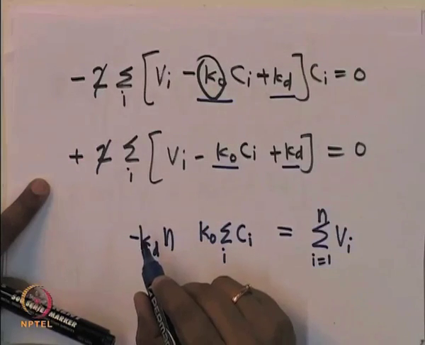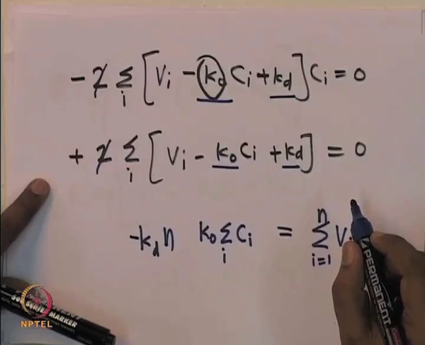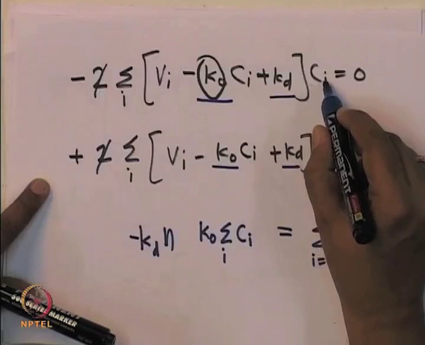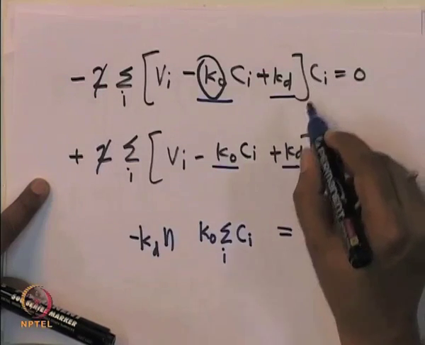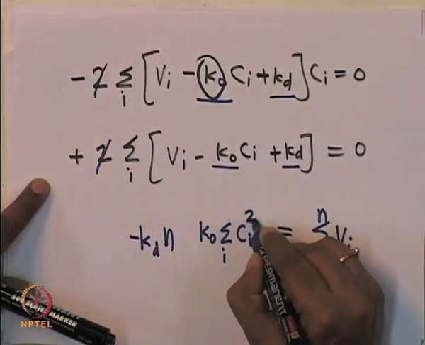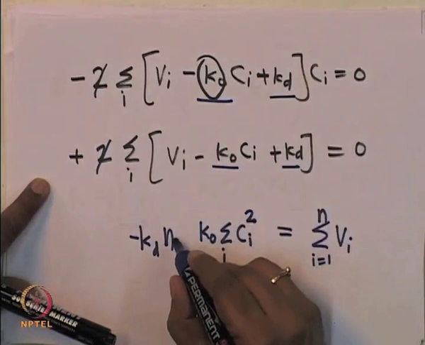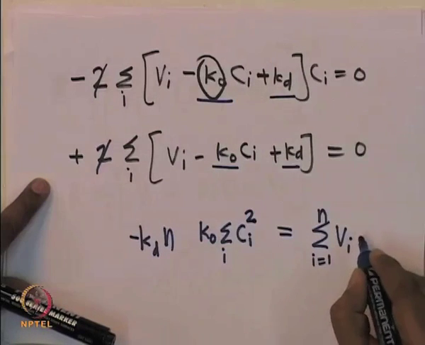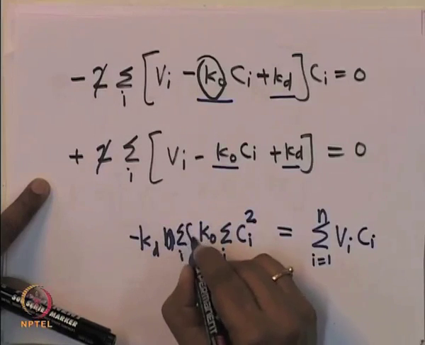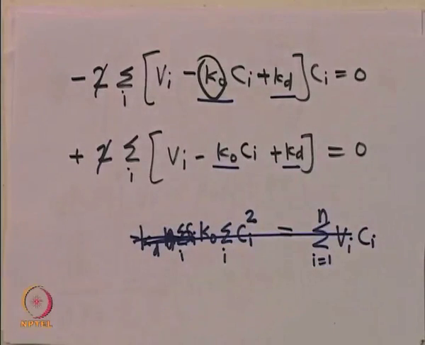Okay, there is a C I here, so you have to take care of the C I also. When you multiply the C I with this K 0, you get C I square, and when you multiply this K D, you will again get a C I everywhere. So essentially you get V I C I here, and you get sum over I C I here. So essentially what you get is this particular equation here.